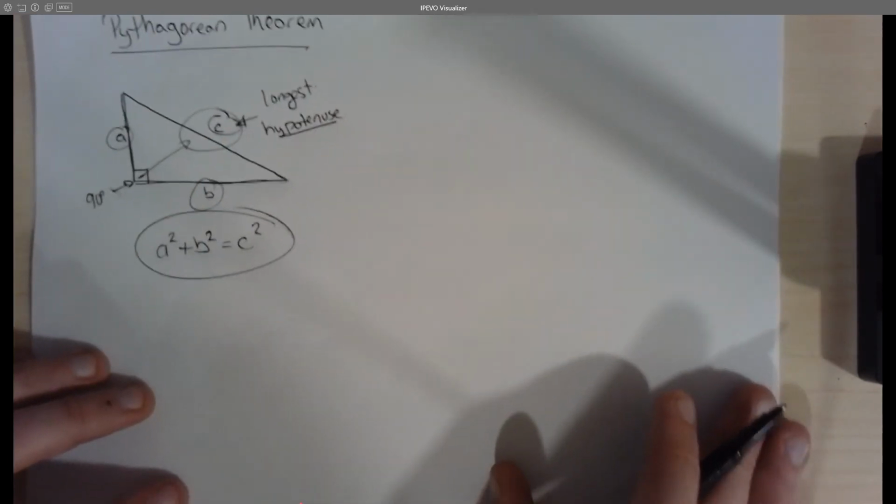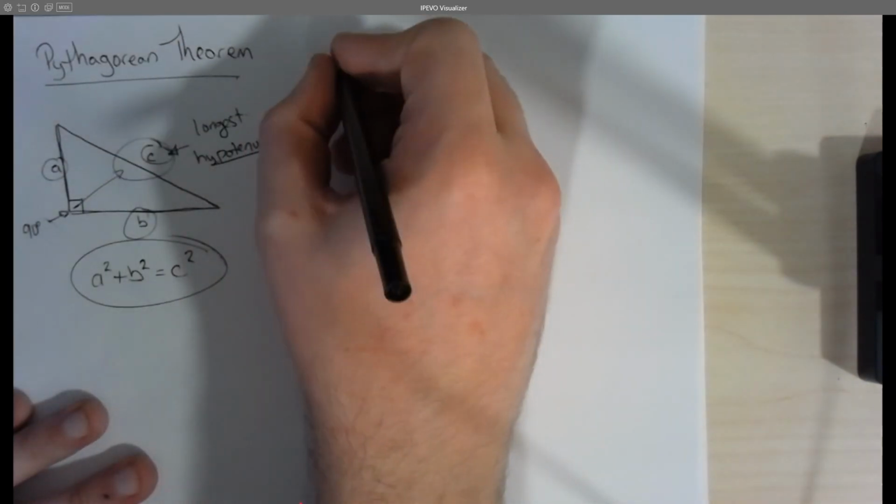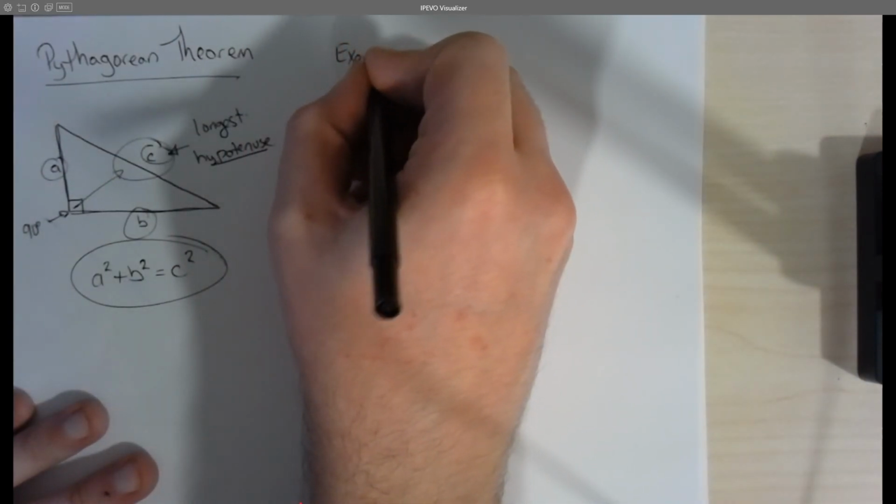We're going to start stepping through some examples, as I find the best way to understand the Pythagorean theorem is to put it into practice to solve for these missing side lengths. So let's go through some of the examples. Let's start with example 1.